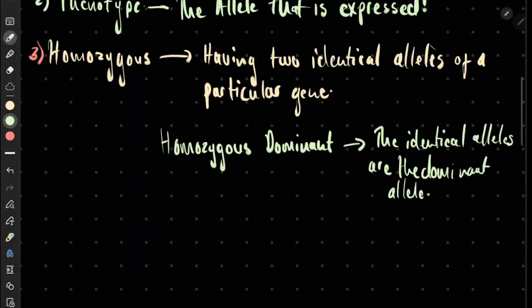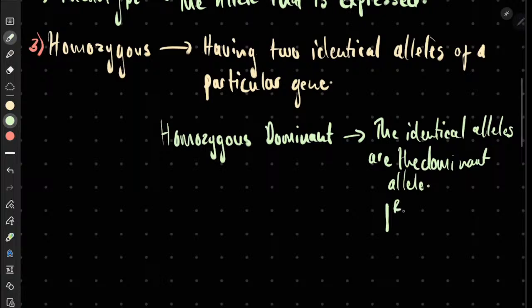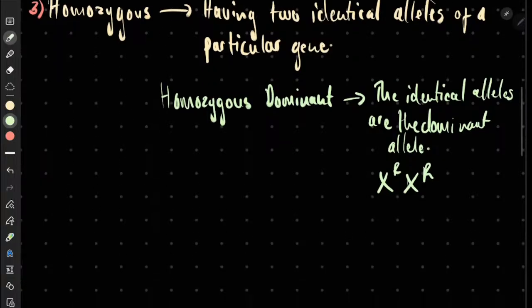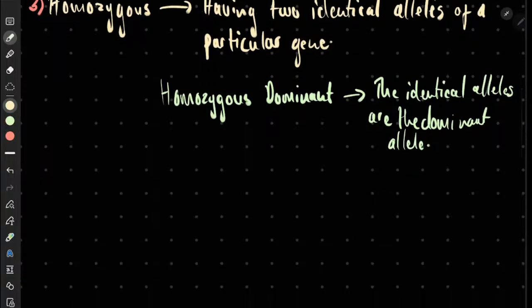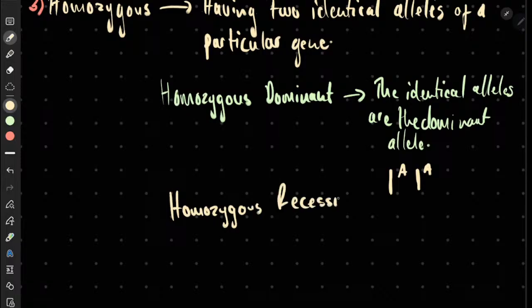Because you have identical alleles and they're both dominant. IR, let's just say that. Usually they say XR, we'll see when we talk about sex-linked characteristics. Look at this, both alleles are the same. You can say IA, these are both dominant. Then homozygous recessive, I don't want to waste time on this. Homozygous recessive, I'm almost done, means both alleles are the recessive ones. So you'll be having, for example, IO. When you talk about blood type, we'll talk about it just now.